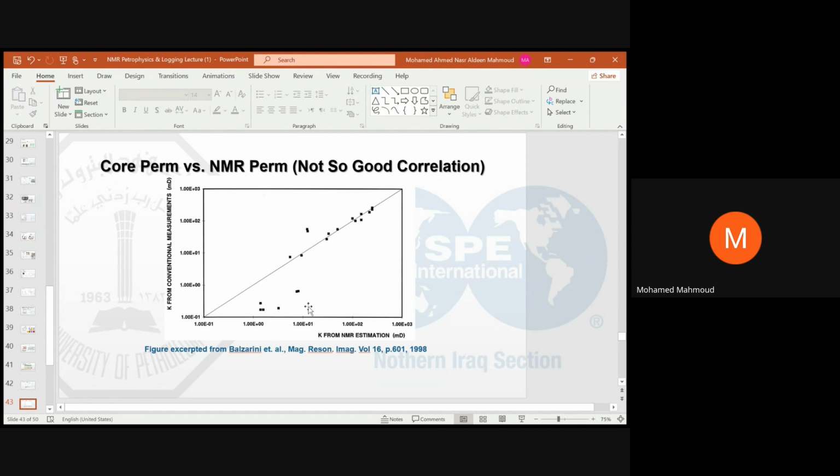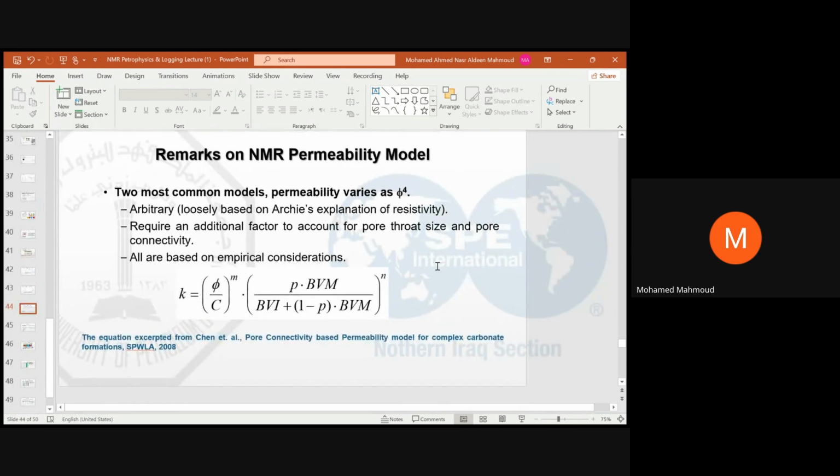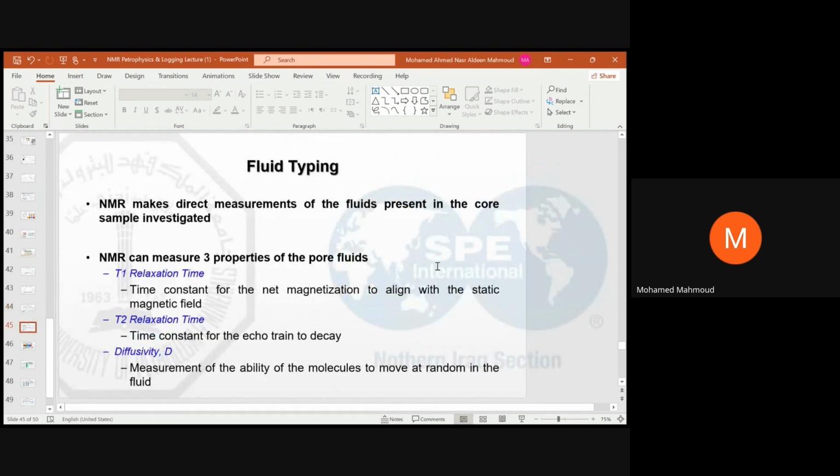For example, here in low permeability, it doesn't work well. In high permeability, it works. So again, when we're using NMR, we should be cautious that it doesn't always work to give us good permeability estimation. This is another permeability correlation as well. So again, we have different correlations that can be used.